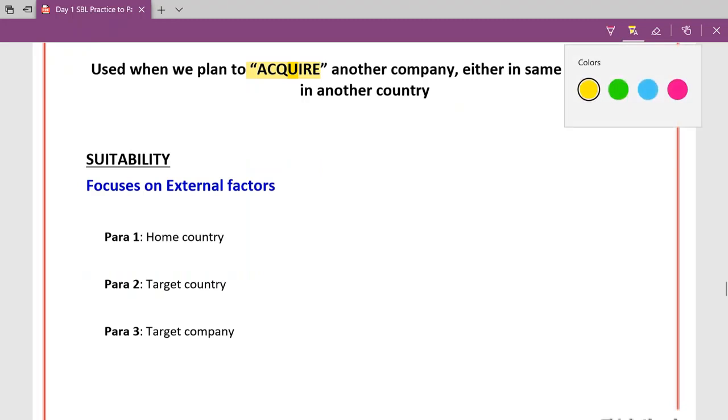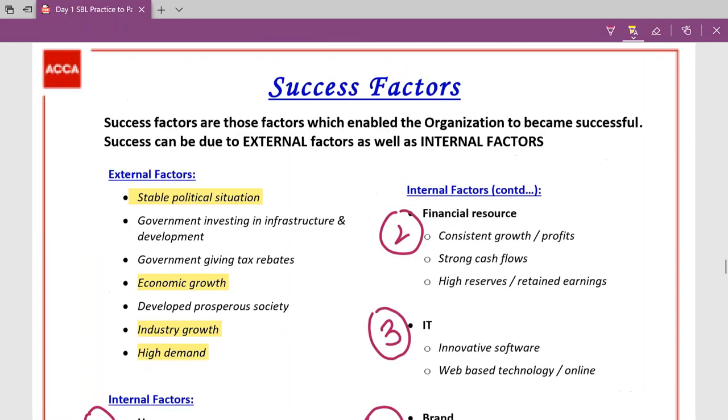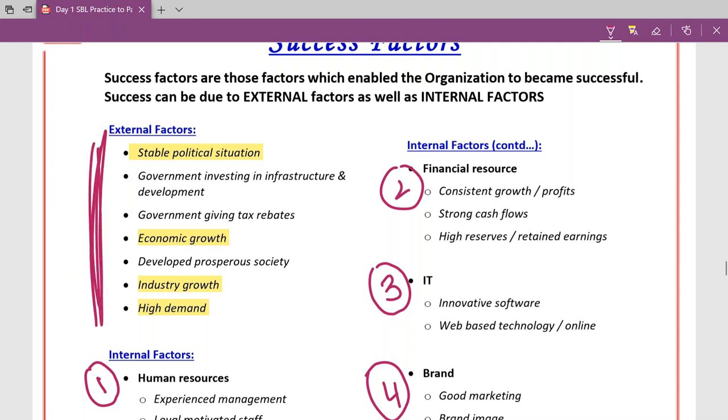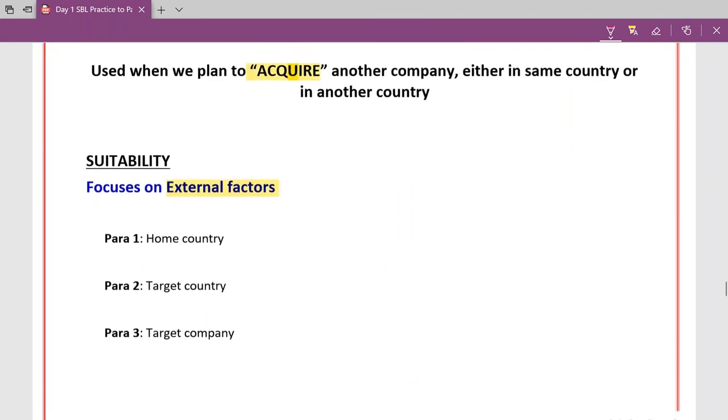Suitability focuses on external factors. We already talked about external factors: PESTLE, Porter's Five Forces, or even without referring to a model. You see this list? All these are the most common external factors. External factors cover the political situation, government policies, economy, social, technological, the industry. Do not talk about internal factors under the heading of suitability. I repeat, do not talk about internal factors under the heading of suitability. Suitability is only about external factors.